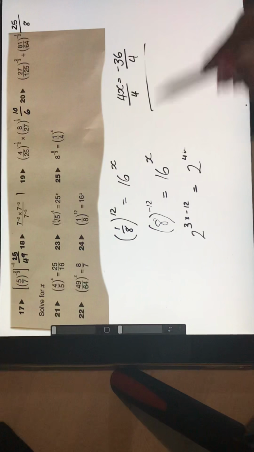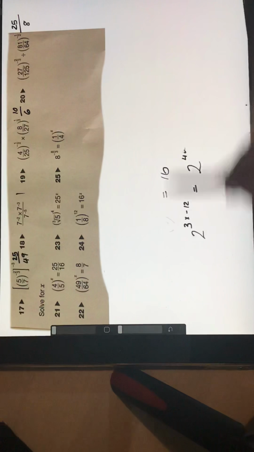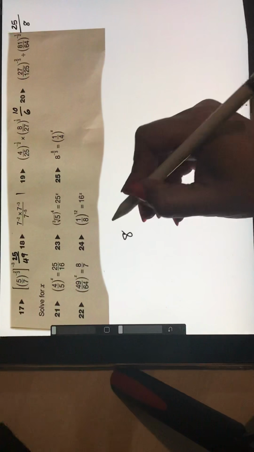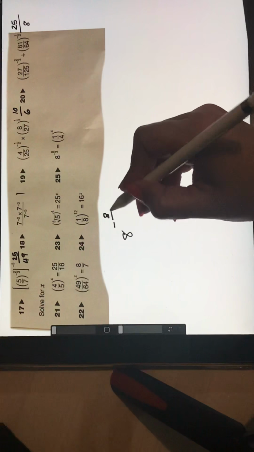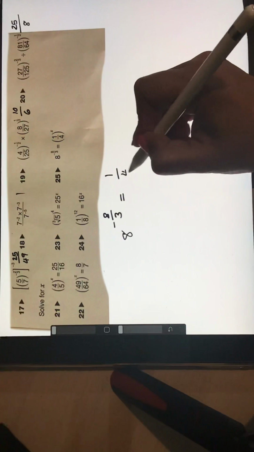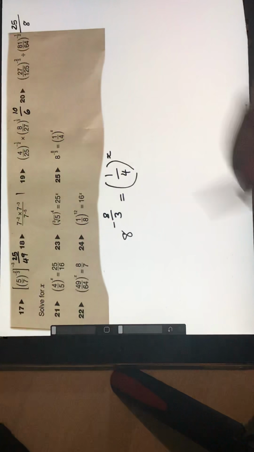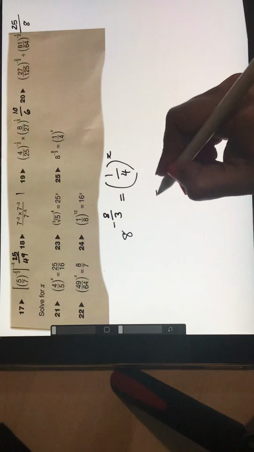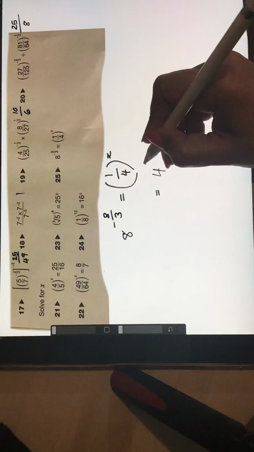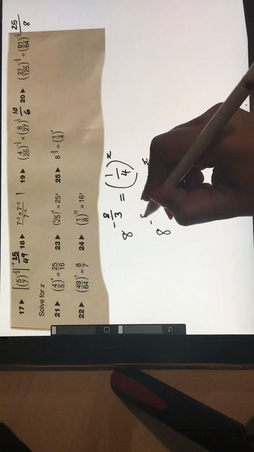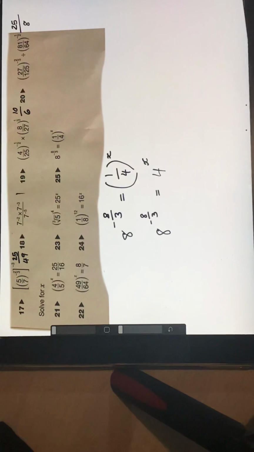The last number in this exercise, number 25, is 8 raised to the power of negative 8 over 3, and that is set equal to 1 over 4 raised to the power of x. So again, I would get rid of this fraction and just simply say that 4 to the power of x is the same as 8 to the power of minus 8 over 3.